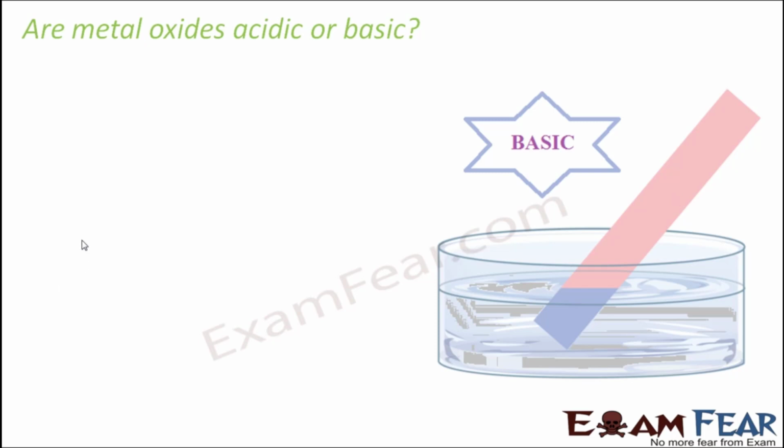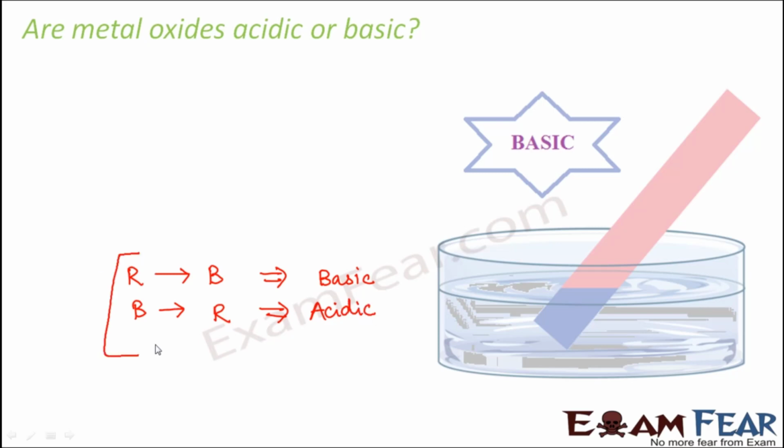What you have to do is dip the litmus paper into the solution, and based on the change in color, you can say whether the solution is acidic or basic in nature. If the red litmus turns blue, that means the solution is basic. And if the blue litmus turns red, that means the solution is acidic. So this is the simple funda of the litmus test. This is how we can determine whether a particular solution is acidic or basic in nature.